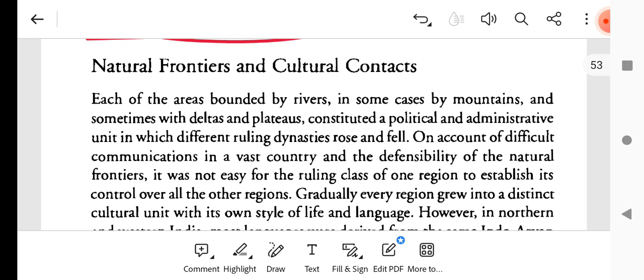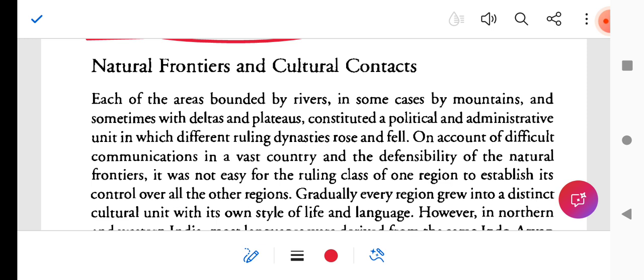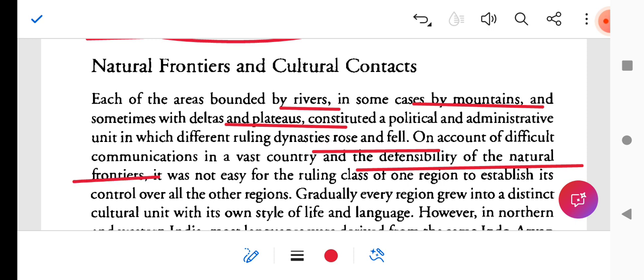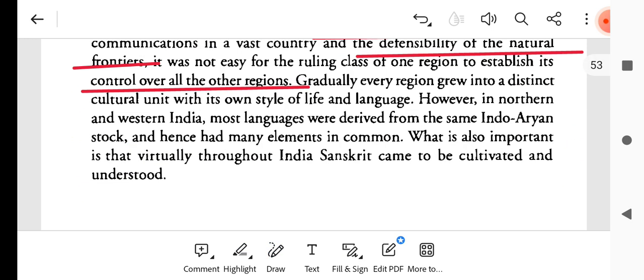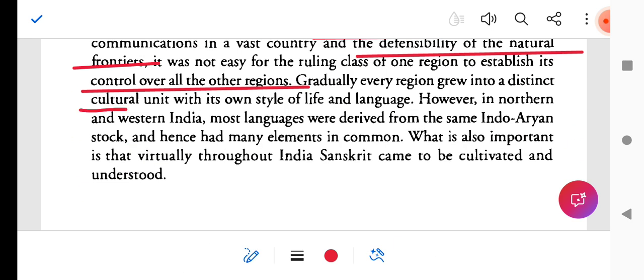Natural frontiers and cultural contacts. Each of the areas bounded by rivers, in some cases by mountains, and sometimes with deltas and plateaus, constituted a political and administrative unit in which different ruling dynasties rose and fell. On account of difficult communications in a vast country and the defensibility of the natural frontiers, it was not easy for the ruling class of one region to establish its control over all other regions. Okay, gradually every region grew into a distinct cultural unit with its own style of life and language.